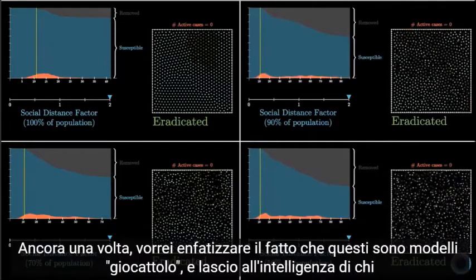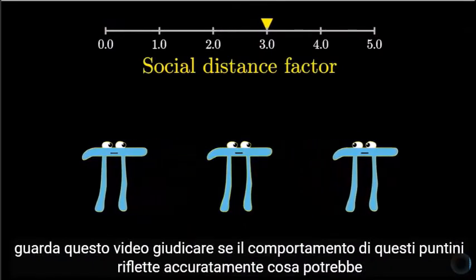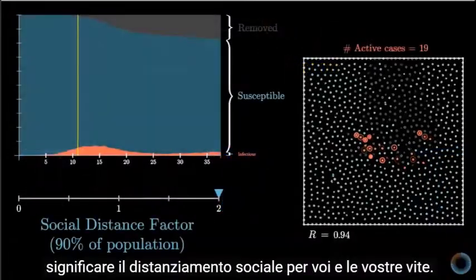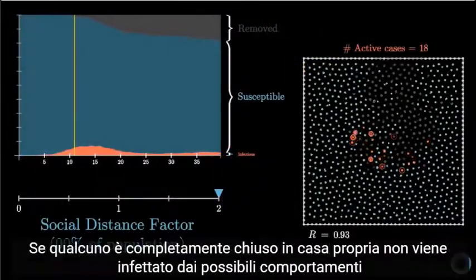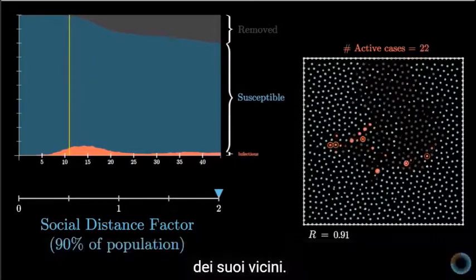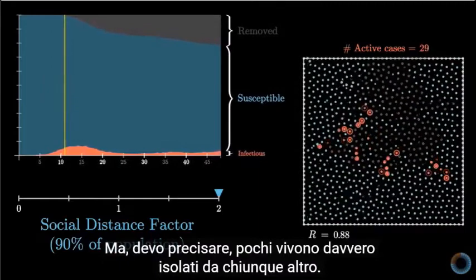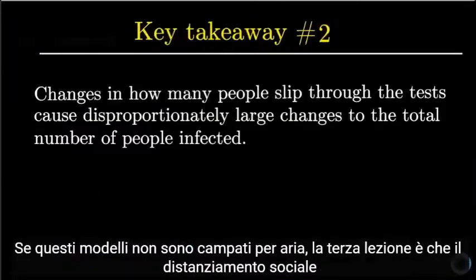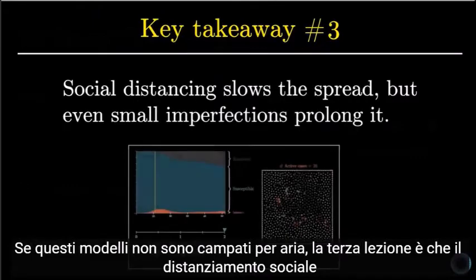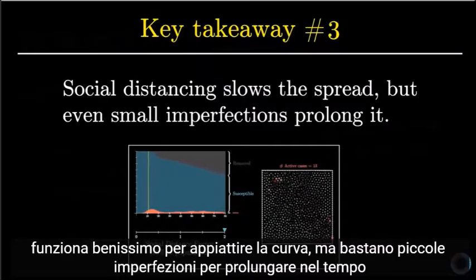Again, I'll emphasize that these are toy models, and I leave it to the intelligence of the viewer to judge if the behavior of these little dots accurately reflects what social distancing would mean for you and your life. Someone fully sequestered in their home is not necessarily affected by the random jigglings of their neighbor. But then again, few of us genuinely live independently from everyone else. Insofar as these models aren't outlandish, the third key takeaway is that social distancing absolutely works to flatten the curve, but even small imperfections prolong the spread for a while.